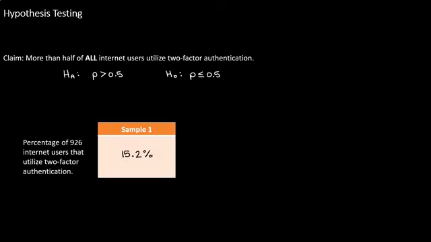We can take a sample of the population and determine the proportion in that sample that uses two-factor authentication. So let's suppose we survey 926 internet users and we find out 15.2% of them utilize two-factor authentication. We are going to compare that proportion to the null hypothesis. And in this case, this is in agreement with our null hypothesis. And it's pretty obvious that it's in agreement.